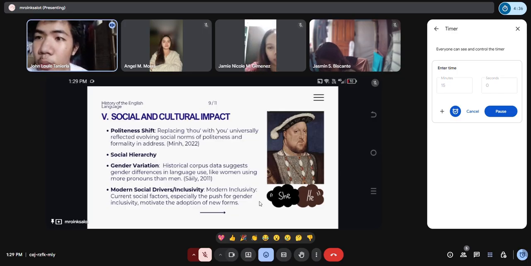Back then, thou was used to address people of lower class, and you was the more respectful pronoun for addressing a superior. Think of it as society deciding to upgrade the level of courtesy built into the language.